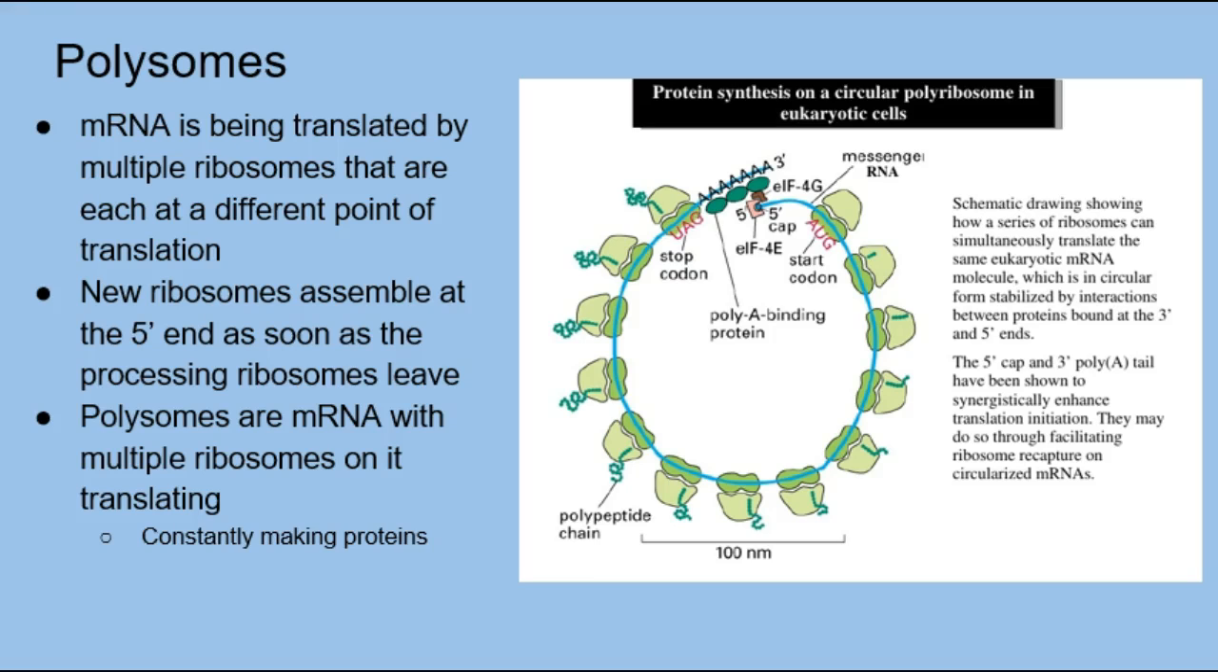Polysomes are mRNA with multiple ribosomes on it that are translating constantly. So this is like that picture that I showed you before, and it has a bunch of different ribosomes on it that are at different stages of translation. mRNA is being translated by multiple ribosomes at different points. New ribosomes assemble at the 5' end as soon as the processing ribosomes leave. So this just means we're constantly making proteins, and it's not just done one at a time.